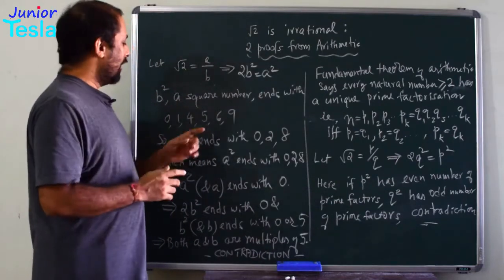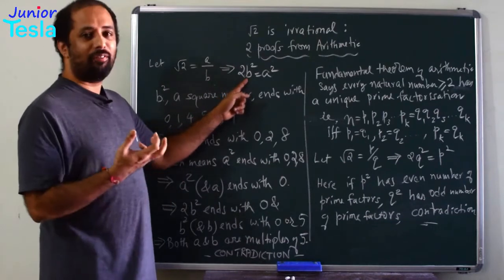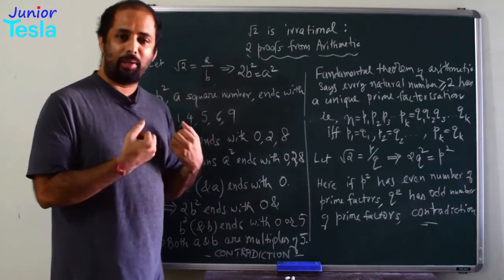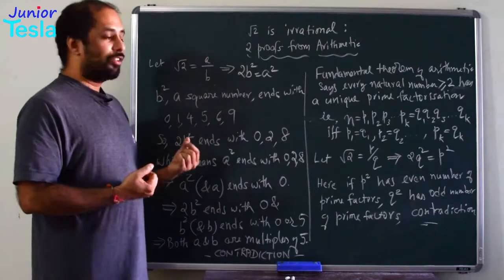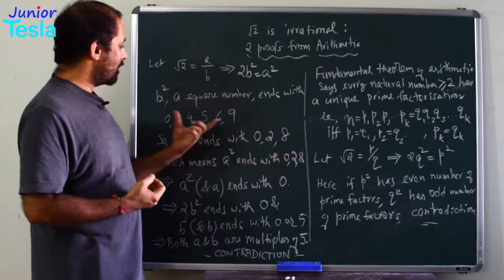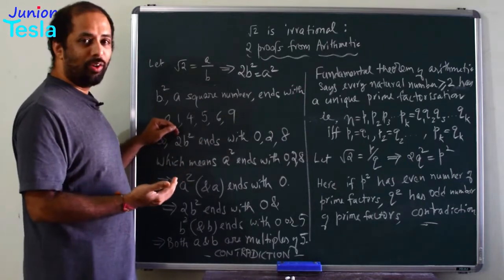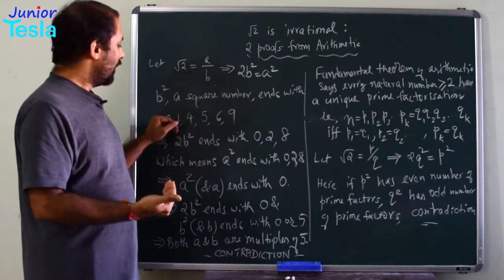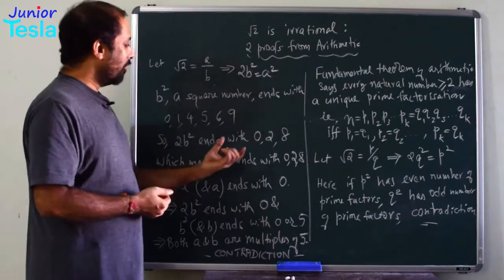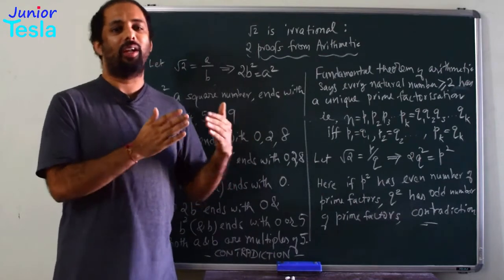So, that means b square is a square number, so b square will end with any one of these digits. Now, since it is multiplied by 2, because we have 2b square, 2b square will end with either 0, 2 or 8, because these digits must be multiplied by 2. If b square is ending with 0, then 2b square is also ending with 0. But if it is ending with 1, then 2b square will be ending with 2. Like that, we have only 3 possibilities for 2b square. The last digit can be either 0, 2 or 8.